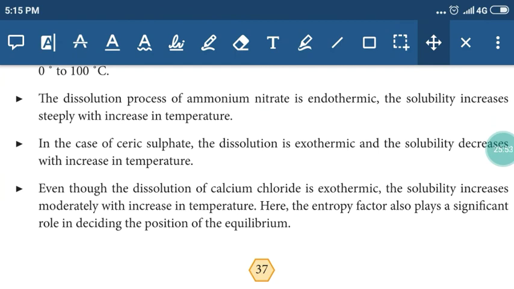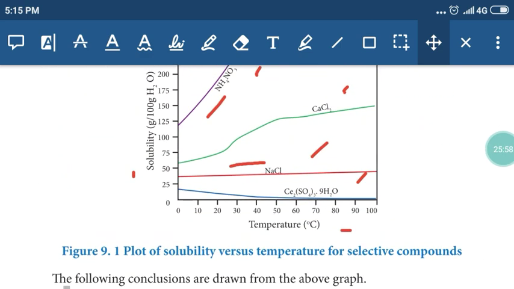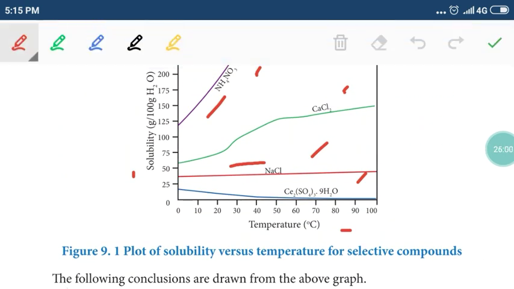Then cerium sulfate nonahydrate. The dissolution of cerium sulfate nonahydrate is an exothermic process. So when temperature increases, solubility decreases. You can observe that from 40 degrees Celsius onwards, solubility gradually decreases because of the exothermic process.